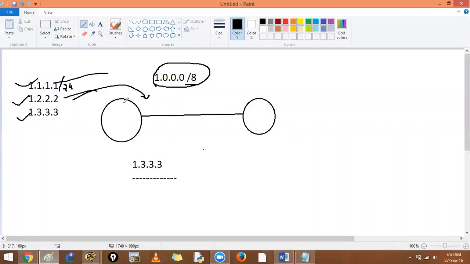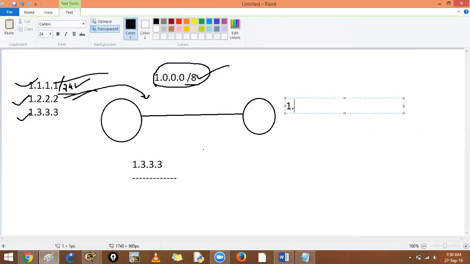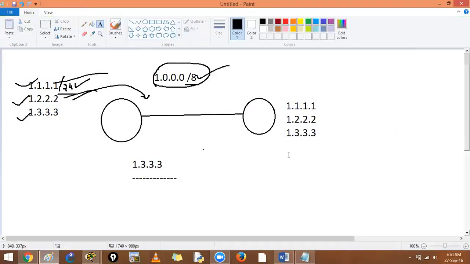What we will see is, if you say I don't want to advertise this as /8, and there are 5-7 networks, and I don't even want these to be advertised one by one. If I have 1.1.1.1, 1.2.2.2, I don't want this also. I want one route that can accommodate all these networks. I want manual summarization. So we'll do that manual summarization after this one.